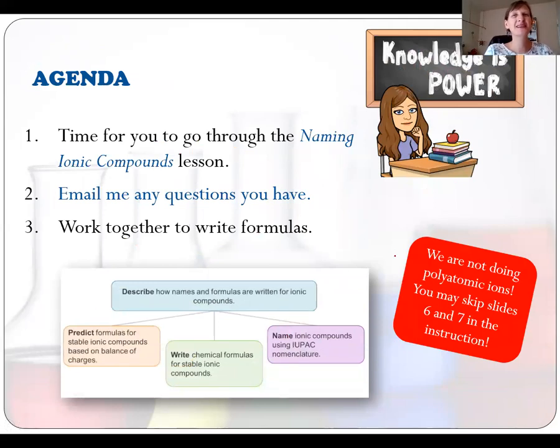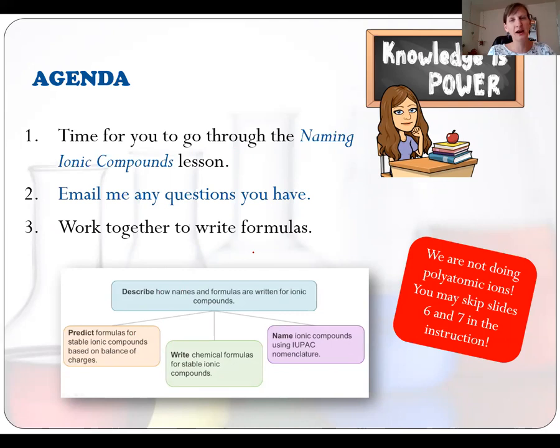Okay, so now is the time where you can go through and get yourself some knowledge, because knowledge is power. And you don't have to skip number 6 and 7, but those are about polyatomic ions, and in the standards, it specifically says that they are not going to test you on those. But if you like to go above and beyond, if you are in honors, you should probably go through and just do 6 and 7 as well. So pause this and then come back.